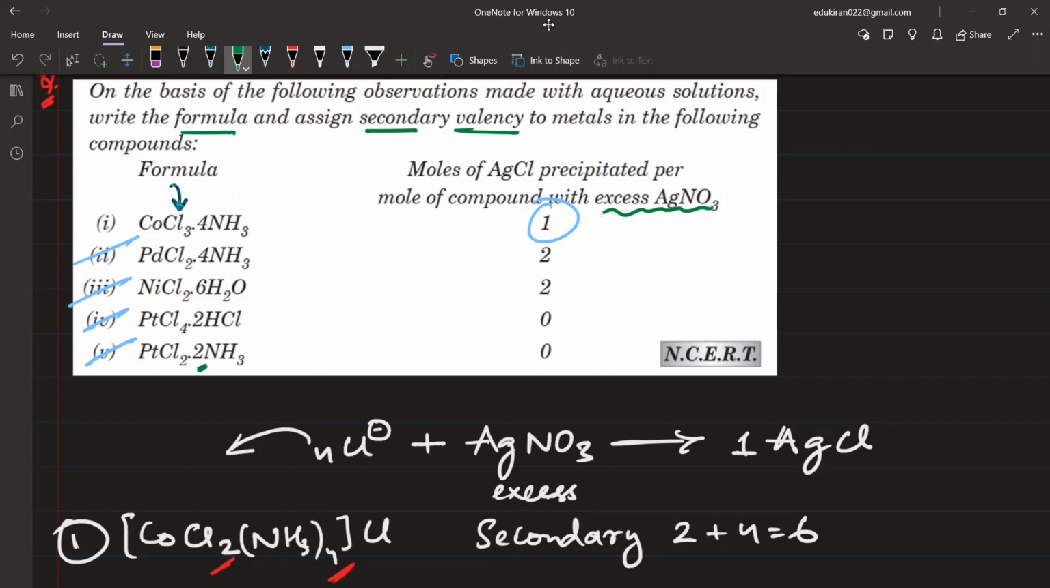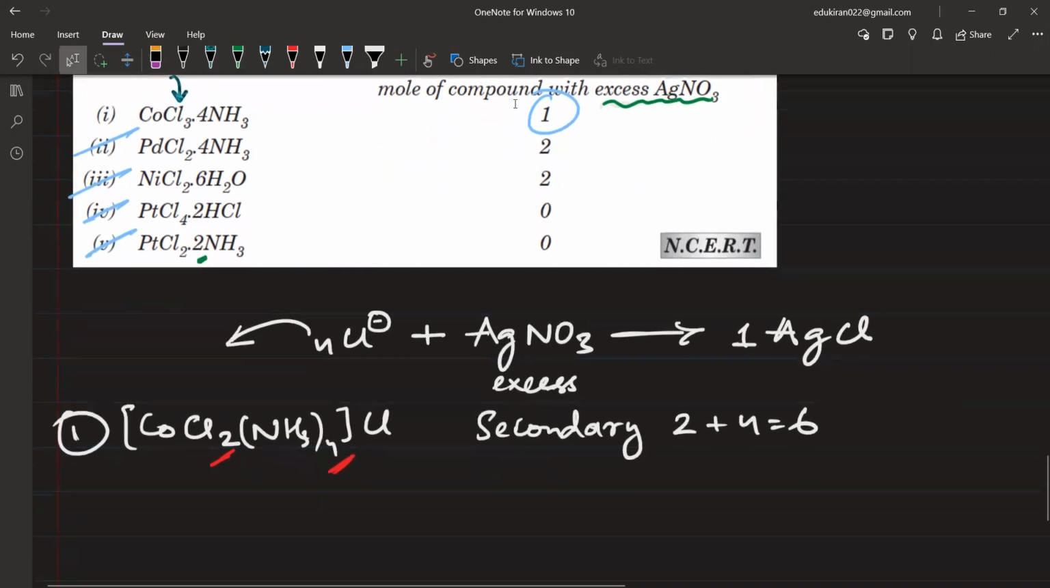That's fine. Secondary valency is fine. Nickel H2O, that is also fine. Pt, that is also Cl4. Yeah, 2HCl, that is fine. Correct. What about the last one, the fifth one? Oh, sorry, sir. So for PtCl2, it will be PtCl2 and NH3 whole twice. The secondary valency will be, is it 4? Yeah, 4. It will be 4. Yeah, correct. So do I have to send the whole thing? No, you don't have to send it now. Okay.